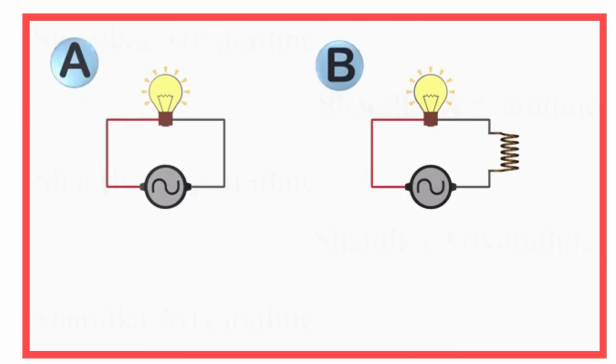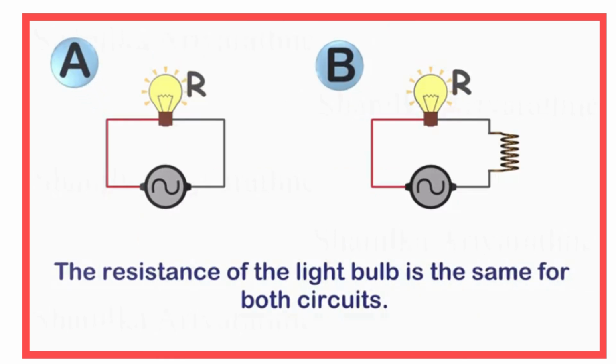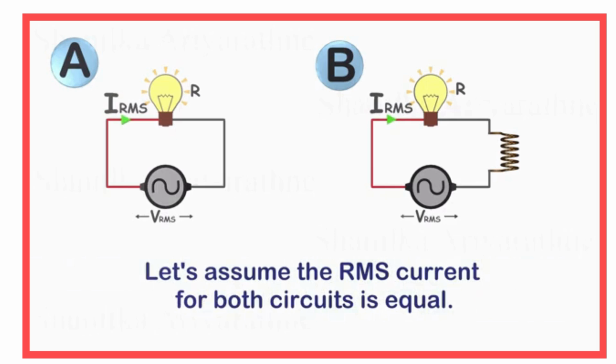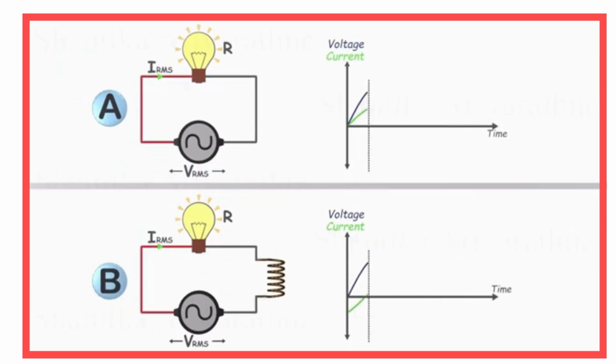Now let's compare the two circuits. The resistance of the light bulb is the same for both circuits. The RMS voltage of the power source is equal in both. Let's assume the RMS current for both circuits is equal. Voltage and current for both circuits can be plotted like this.